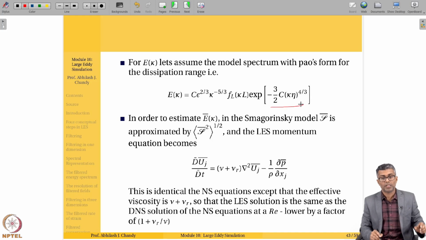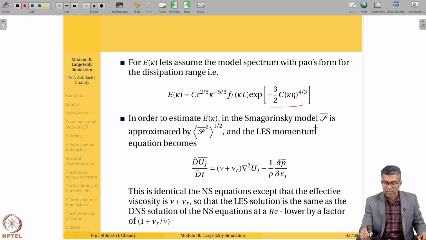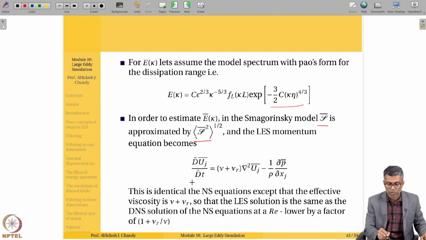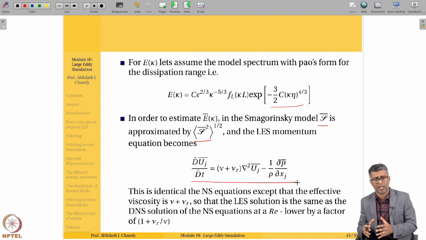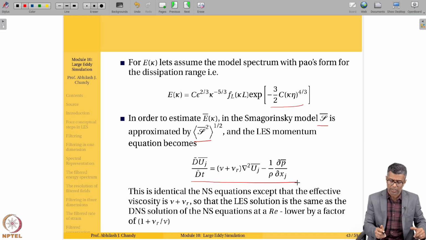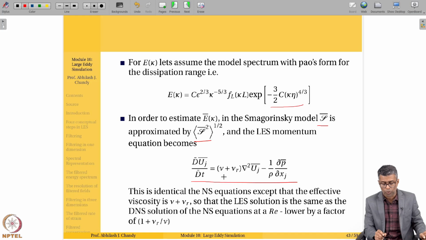Now, in order to estimate E bar of kappa, all you need to do is note that the characteristic filtered rate of strain is approximated by S bar squared to the half, and then your LES momentum equation becomes this. This looks very similar to what we had in the Reynolds equations, where we group the eddy viscosity and the kinematic viscosity together. We are doing the same thing here. The eddy viscosity and the kinematic viscosity are grouped together.